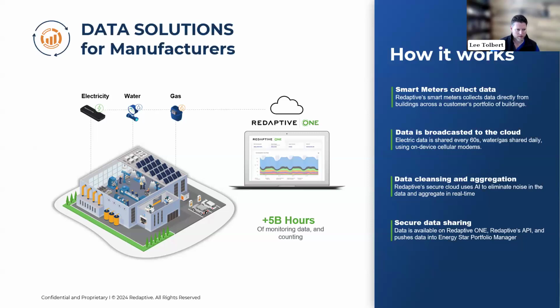We have both a building level and an asset level electric meter, and building level gas and water meter. So we collect data for each of those meters. Each one has a cellular broadcasting capability, so we do not have to connect to local IT setups in order to provide data to the cloud. Redaptive is using AI as well as continued data science expertise to do data cleansing and aggregation. And then we share that information with you through our software, which is called Redaptive One.